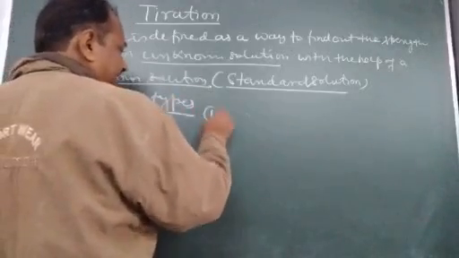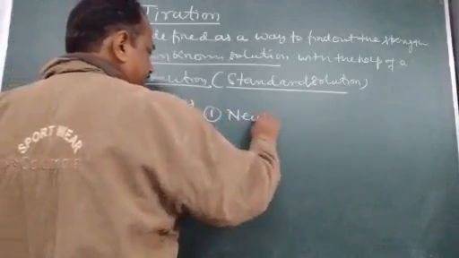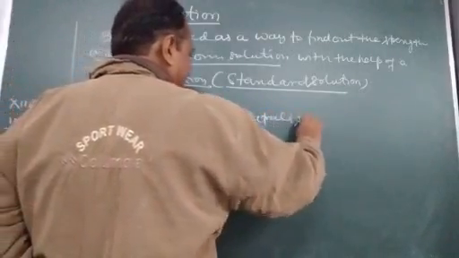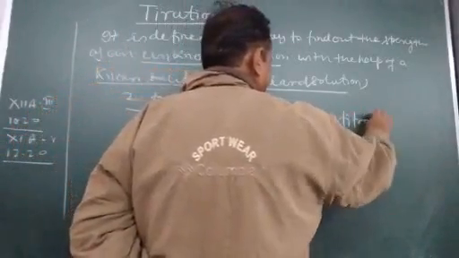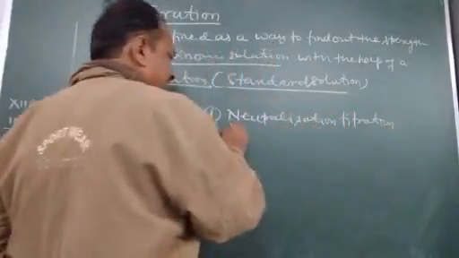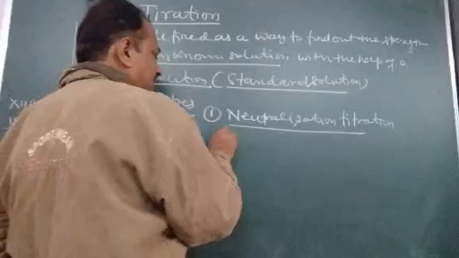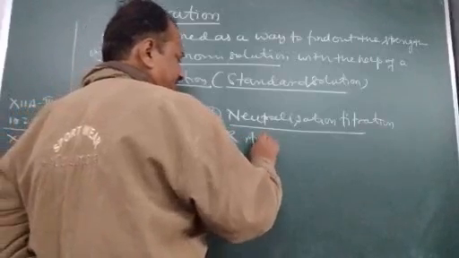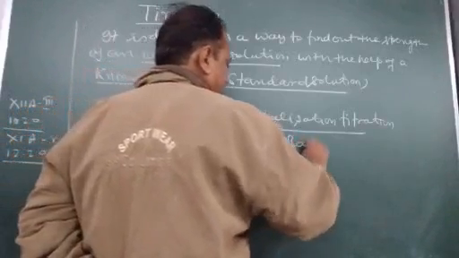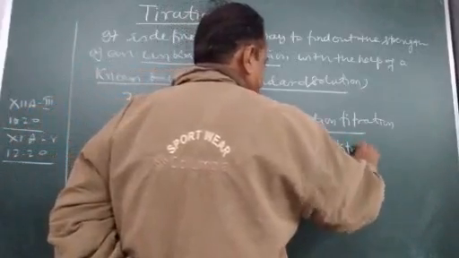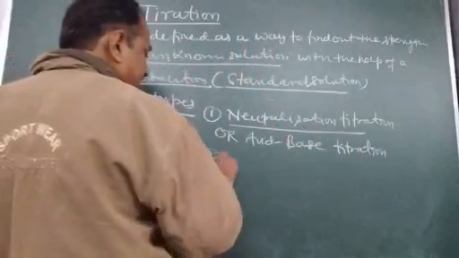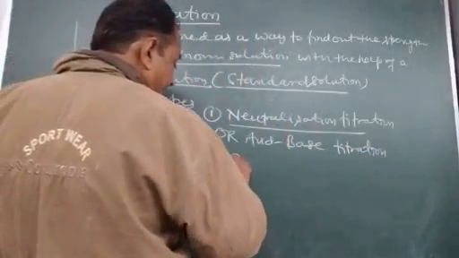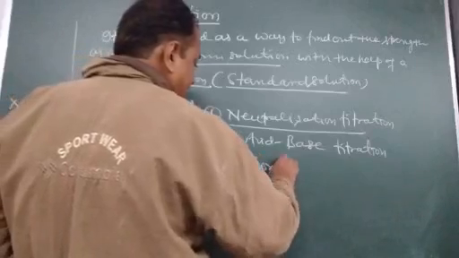So here first is neutralization titration, or it is called an acid-base titration, which we have seen in class 11. Now second is redox titration.